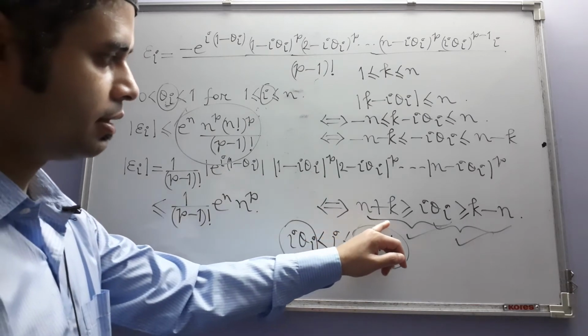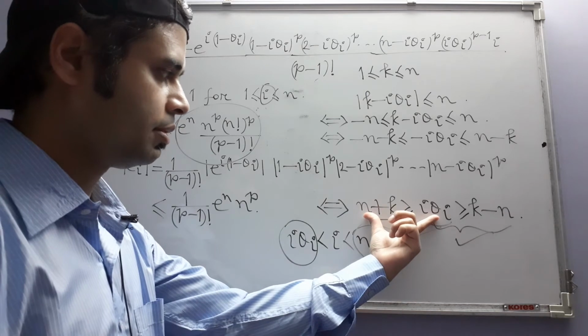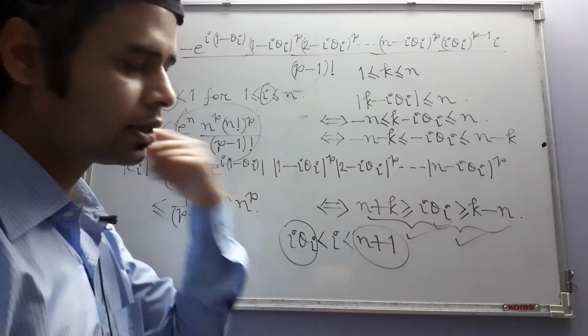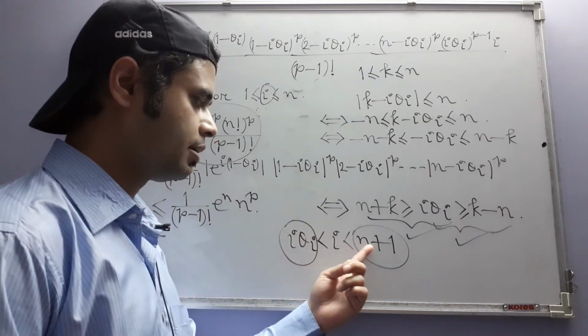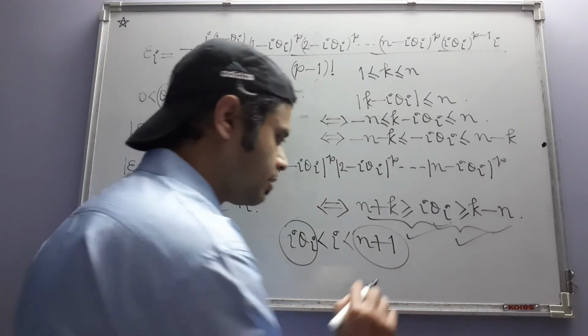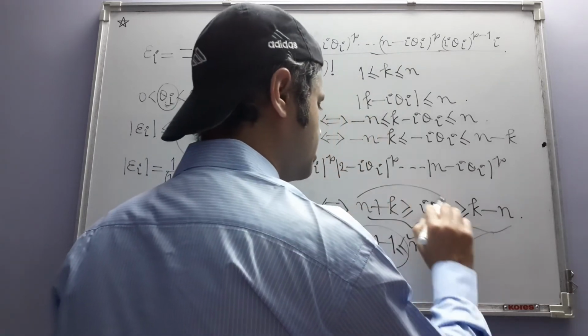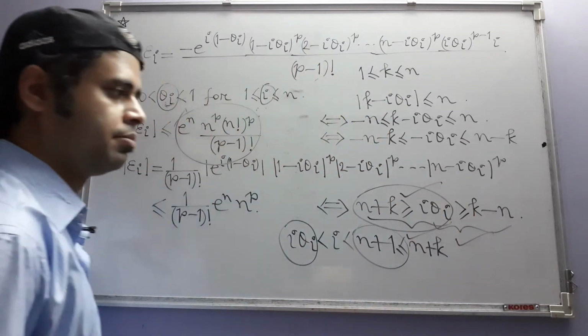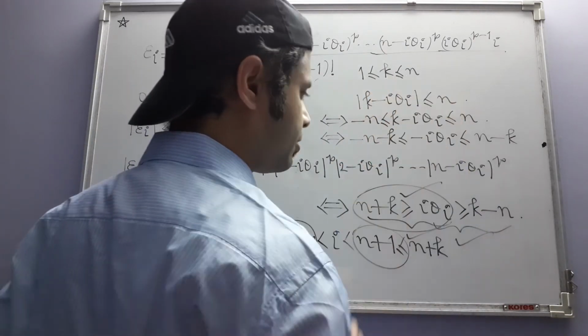We are in fact in a much better position with this first inequality. We have already shown that |θ_i| is less than n plus 1, and n plus 1 is less than or equal to n plus k, so this is all the more true. What about this second one? k is less than or equal to n.